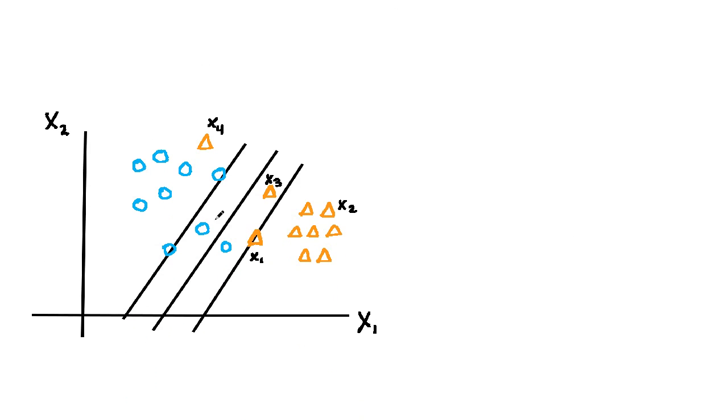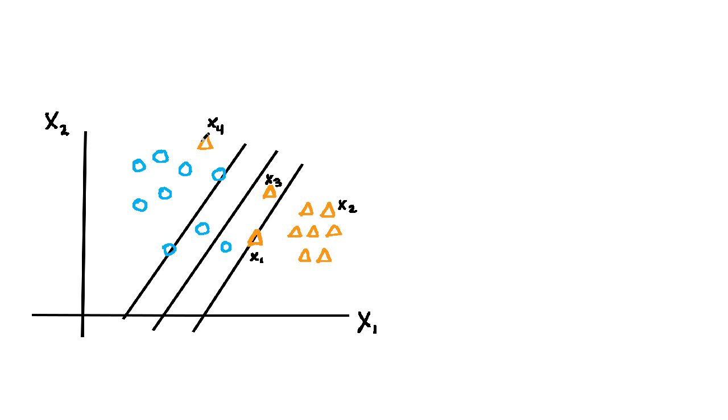Let's take a look at this graph. Okay, so here I labeled one of the points x1. x1 is on the margin, but it's on the correct side of the hyperplane. Okay, x2 is outside the margin, but on the correct side of the hyperplane. x3 here is inside the margin, but on the correct side of the hyperplane. And x4 is on the wrong side of the hyperplane.